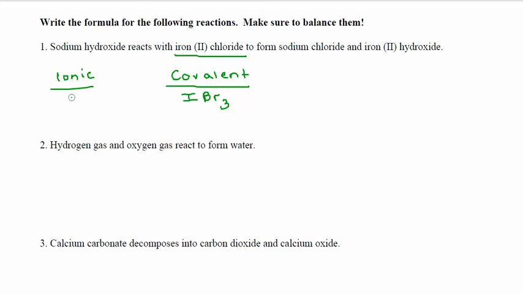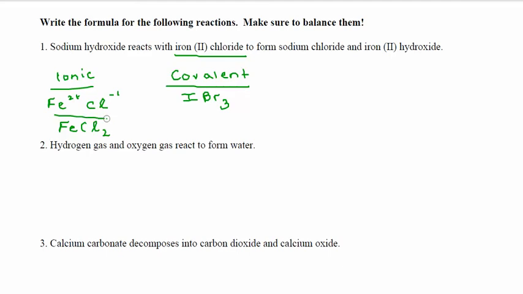You need to create your compound by crossing charges. So if I ever give you a name of an ionic compound, you have to write out the formula by crossing your charges, because ionic compounds have no net charge. So for example, for iron 2 chloride, iron has a 2+ charge, chlorine has a -1 charge, and so the formula for this would be FeCl2.